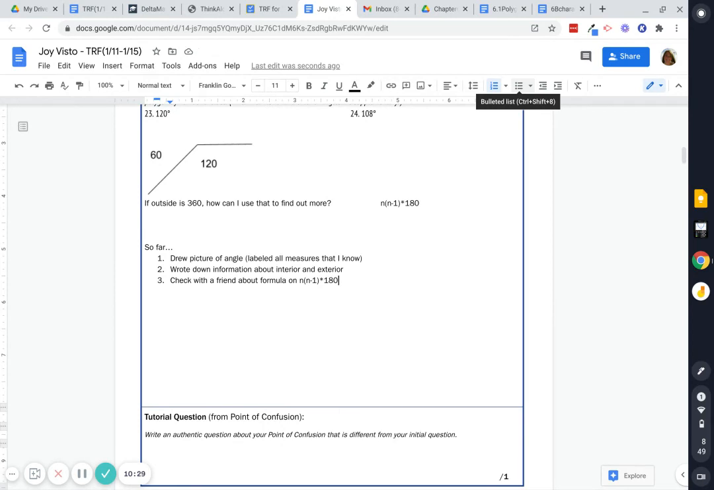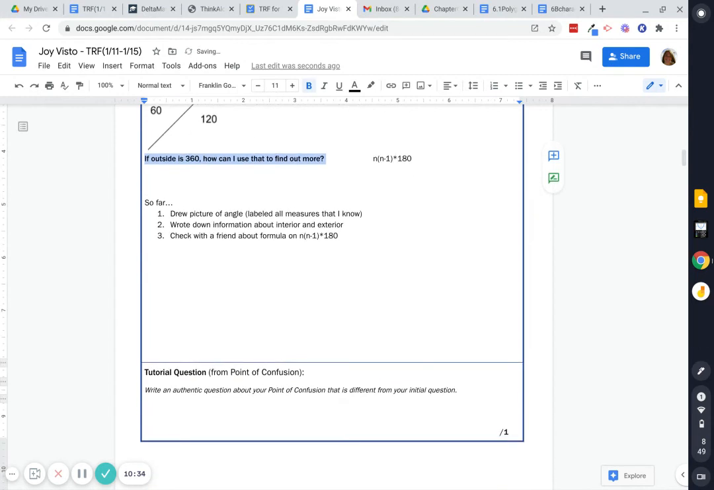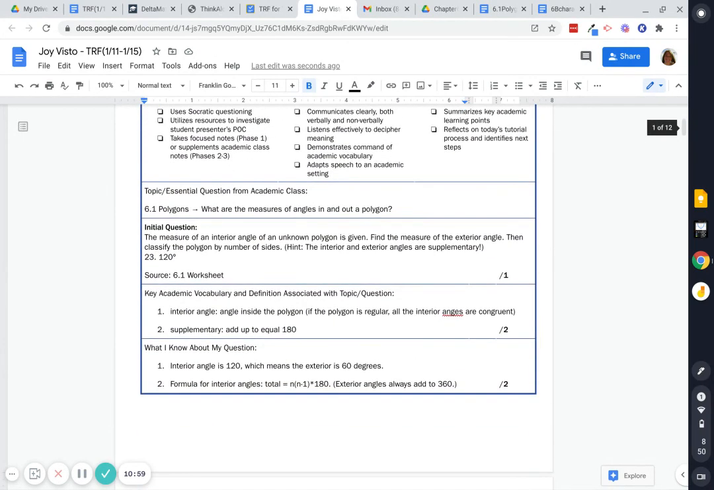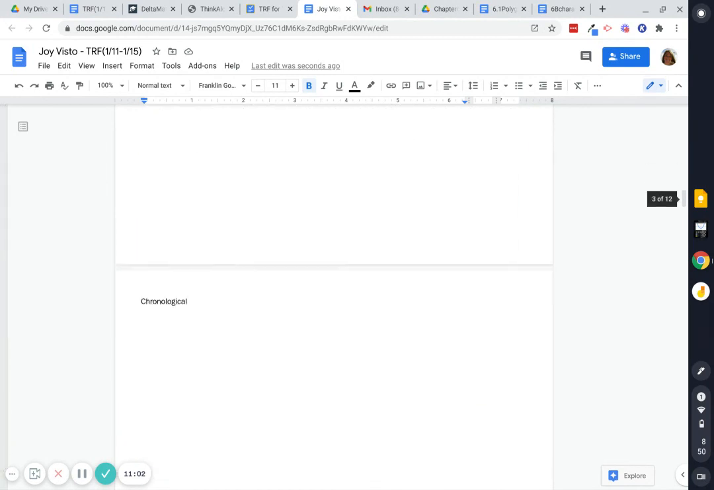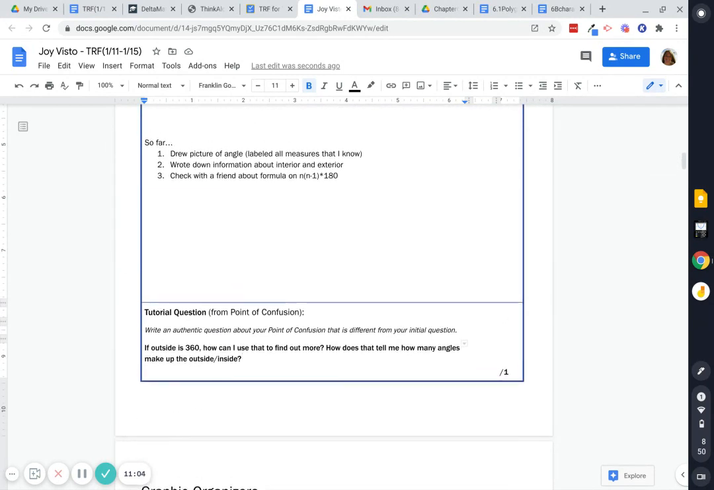But I'm still stuck. I don't know what I need to do, and I think right here I'm going to bold it, and then I'm going to copy it and paste it. Okay, if the outside is 360, how can I use that to find out more? How does that tell me how many angles make up the outside or inside? Right? If I know how many angles, then I can figure out the sides. Boy, I'm stuck with how to do that. And so notice my TQ at the bottom is different from my initial one. My TQ is where I'm stuck.